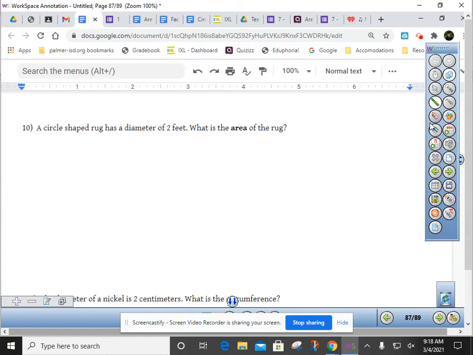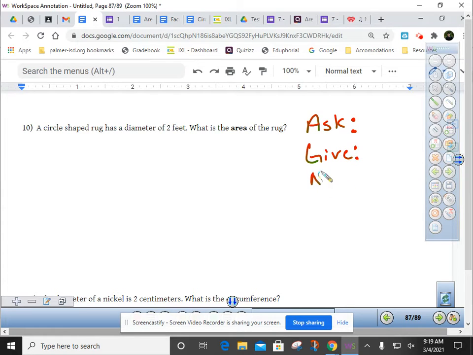A circle-shaped rug has a diameter of 2 feet. What is the area of the rug? I had my kids last year do this. It is 100% up to you if you want to, but I would write the words ask, give, and need. This is just a strategy to make sure you use the right number. So what are they asking you to find? The area. What do they give you? The diameter.